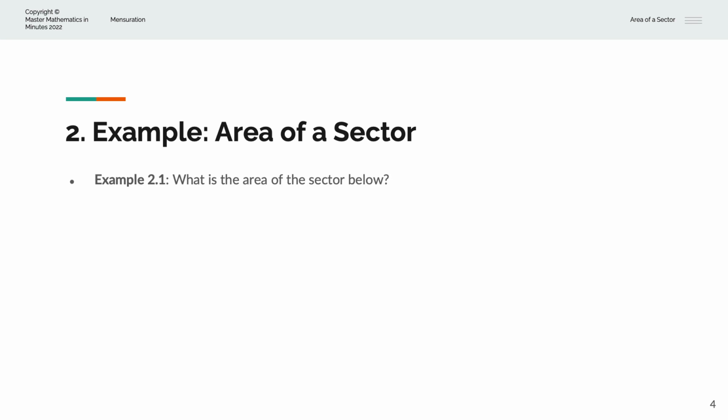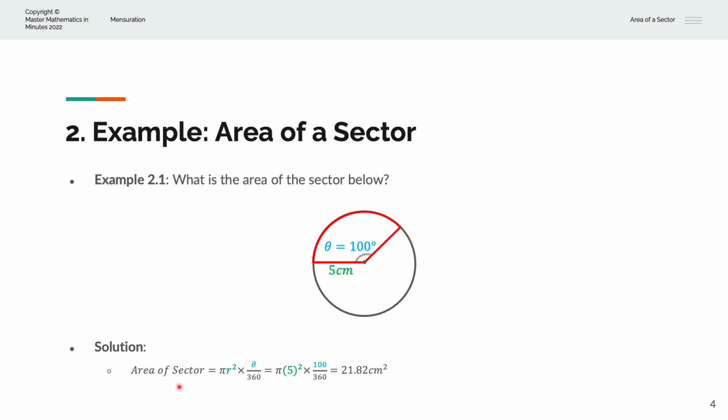In the first example, we're asked to calculate the area of the sector below, with a circle with radius of 5 centimeters, and with the angle of the sector being 100 degrees. So, the area of the sector is equal to pi r squared multiplied by theta over 360, and that is equal to pi, and we will replace r with 5 because that is the radius of the circle, and we'll square that, multiplied by 100 over 360, and that is equal to 21.82 centimeters squared.